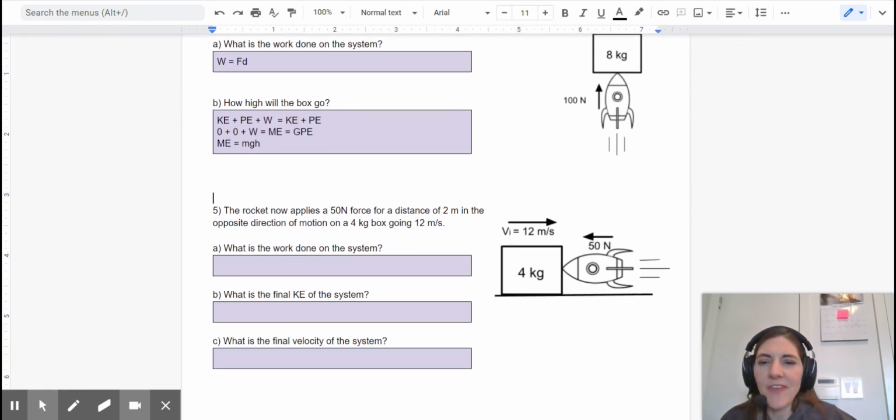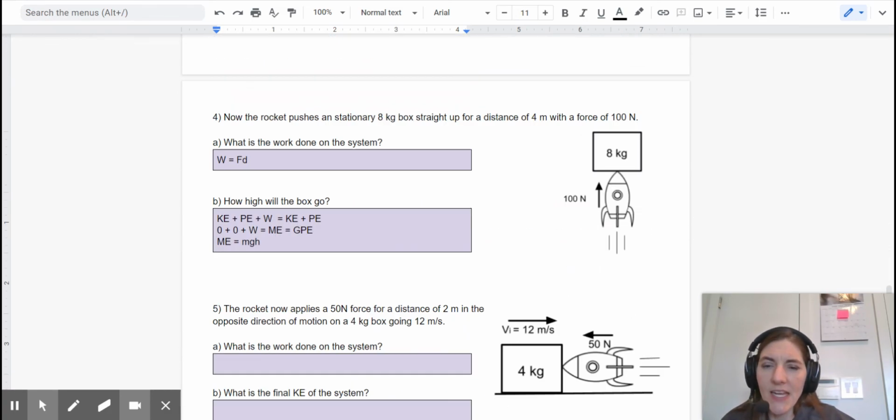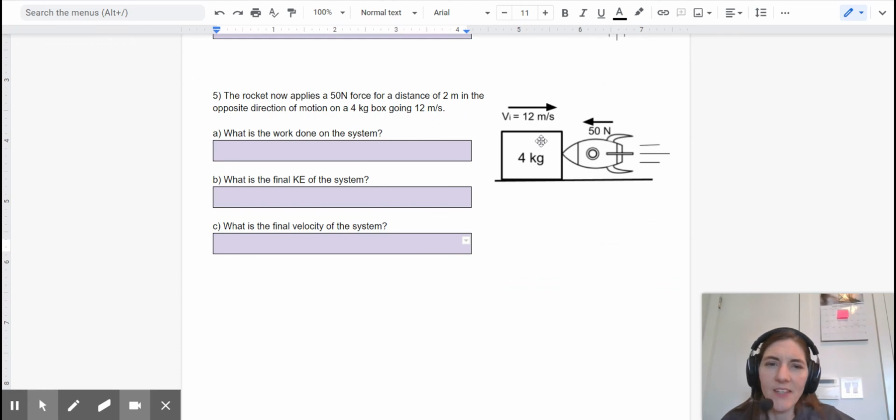And finally, number 5. This one, you do it just like you did number 3. However, you are now in the opposite direction. So your final velocity is going to be less than 12 meters per second. It's because it's in the opposite direction. All right. So that's where you're going to find that one.